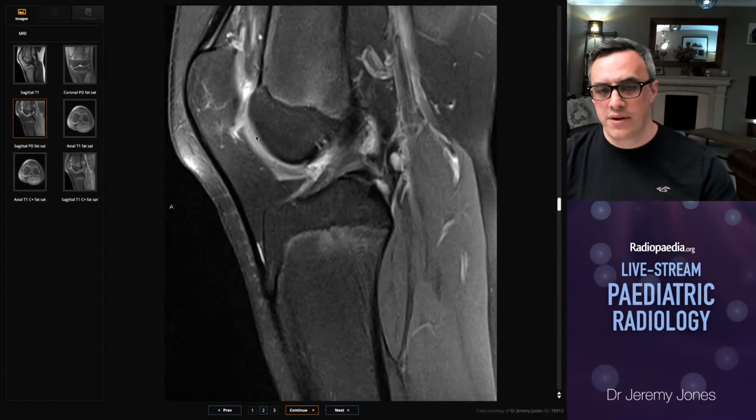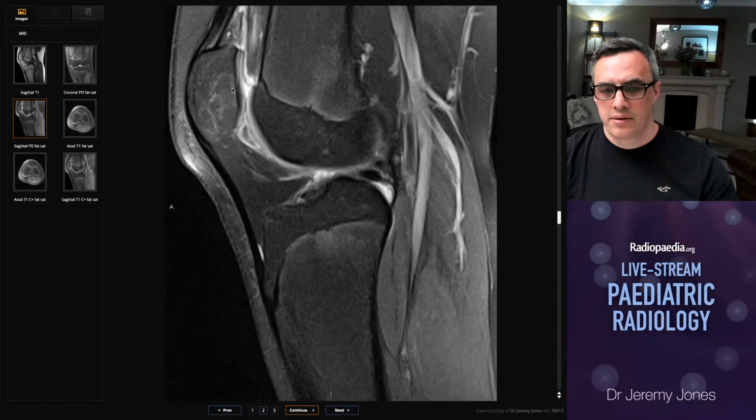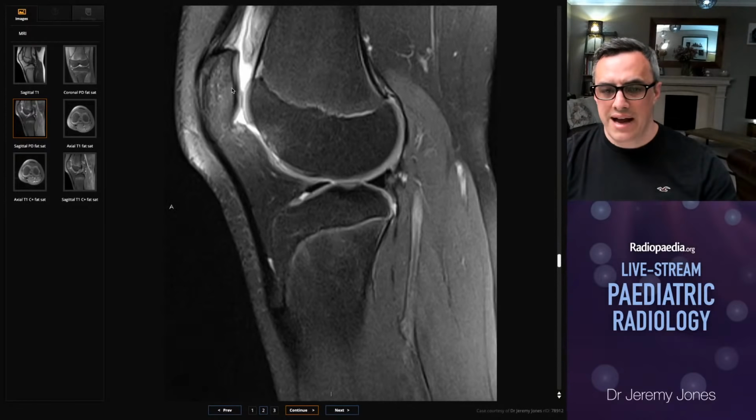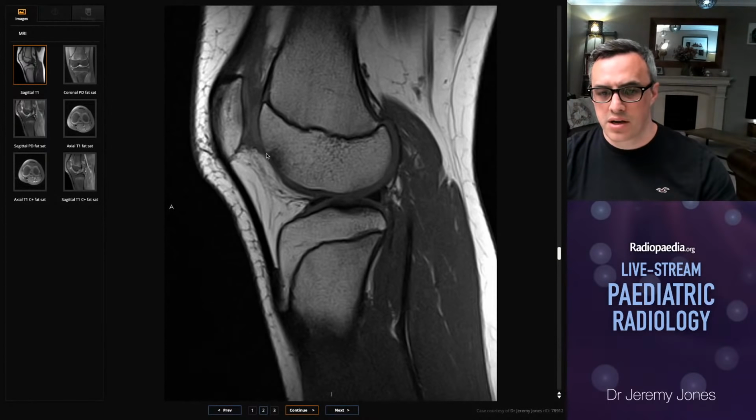On the fluid sensitive sequence, there is a little bit of fluid up in the suprapatellar pouch, maybe a touch more than you might expect for normal, but not too bad. What we find is as we scroll back through again, we've got a big chunk of cartilage missing, and actually it's best seen on the T1. Here it is, big chunk of cartilage.